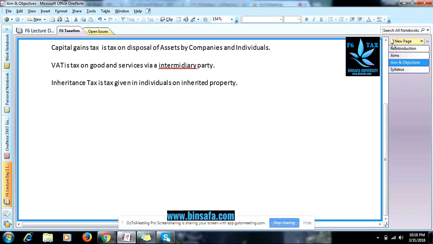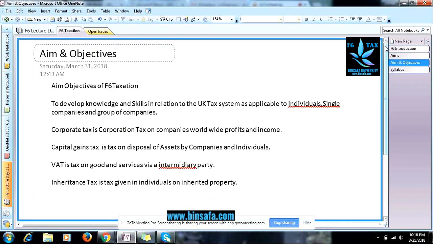We will be doing that chapter also. And finally, there's a tax called inheritance tax. I've got aims and objectives here on my screen. These are the aims and objectives I've told you about. And the inheritance tax, the final tax that we'll be doing as part of our study. The final one, although the easy one, but important one.